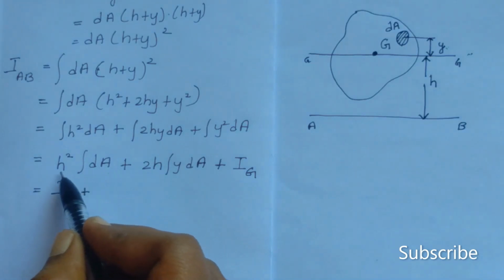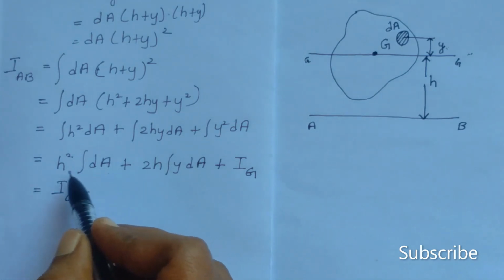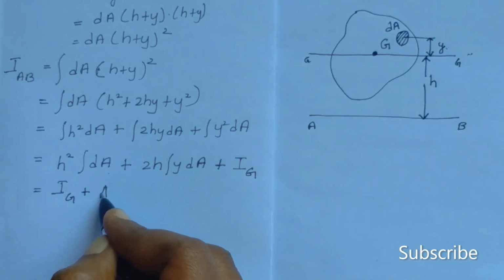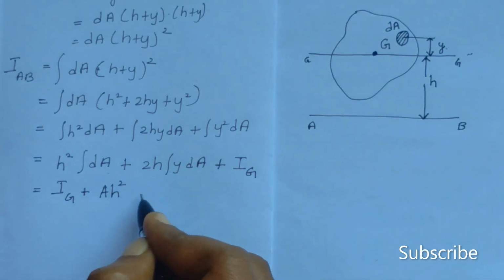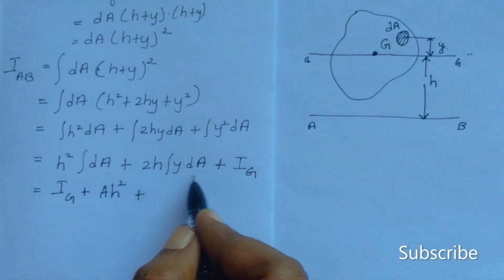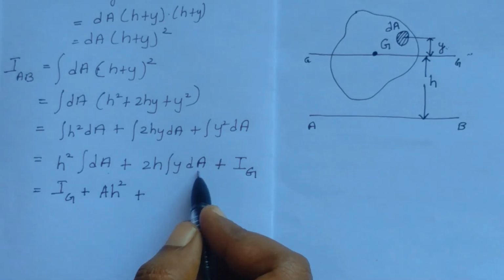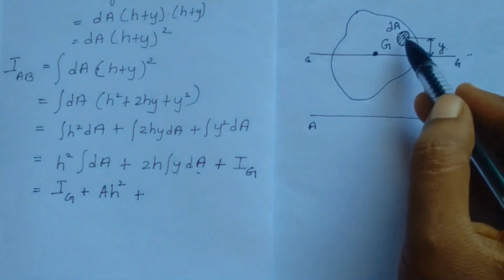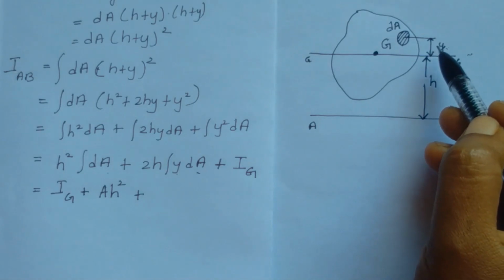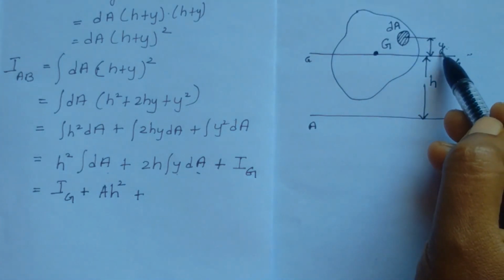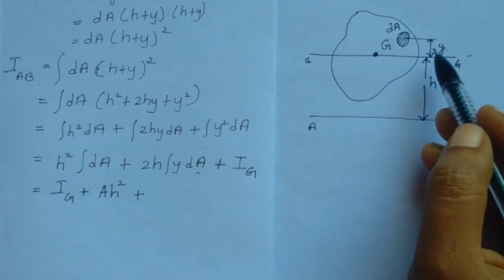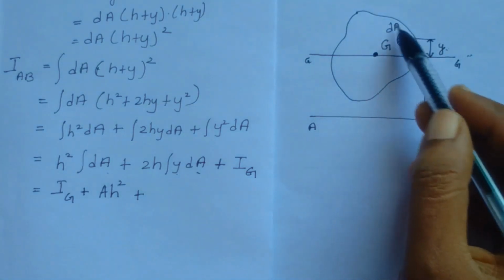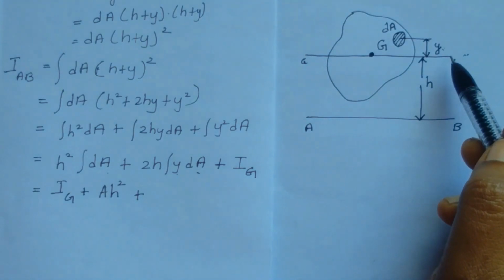we will consider this term h square into integral dA. So h square is a constant. What is integral dA? Nothing but A. So this term will be A h square, plus, what is this term? 2h into integral y dA. So what is integral y dA? For that, let us see what is y dA. Y multiplied by dA means it is the first moment of this elemental area about the centroidal axis. So when we integrate this term, we have to take the first moment of this entire lamina about the centroidal axis.